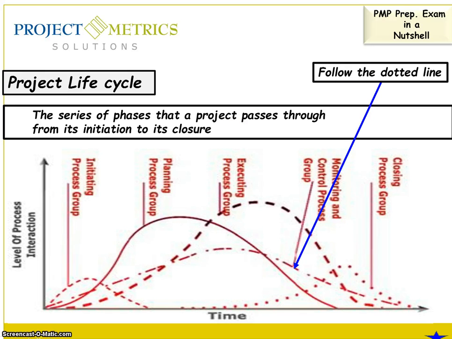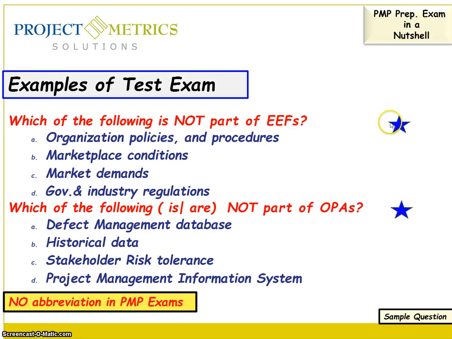And here, as you see in this graph, I'd like you to look at all of this. You follow the dotted line of the monitoring and controlling process. And I give examples of the questions: which of the following is not part of the enterprise environmental factors, and which of the following is not part of organization process assets. In these questions, you see there's an abbreviation here. You don't expect to see abbreviations in the exam.